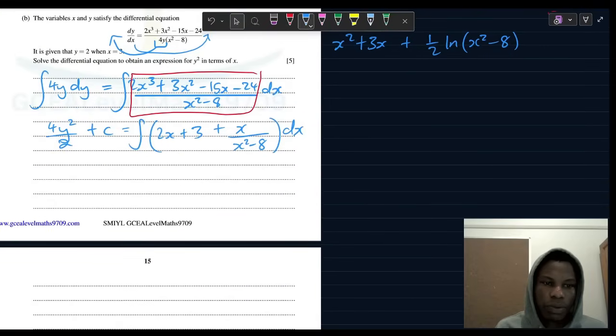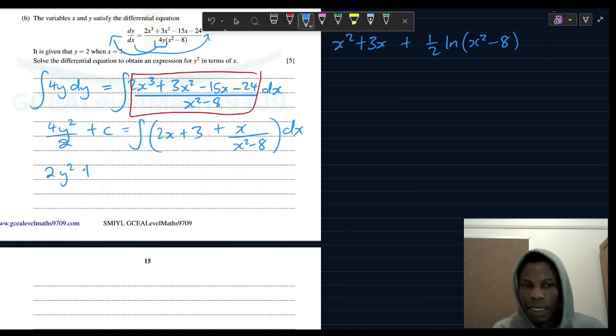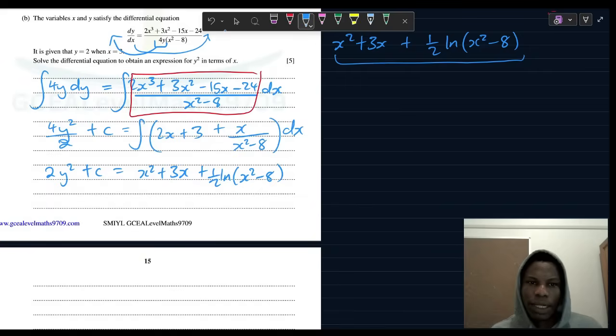And so what we end up with is that we've got 4 over 2y squared, which is just 2y squared, plus c is equal to this integral, which is this result here, x squared plus 3x plus half ln x squared minus 8. And so now we can use the information they gave us in the stem of the question to figure out what c should be. We're told that when y is 2, x is 3. So we can substitute y with 2.